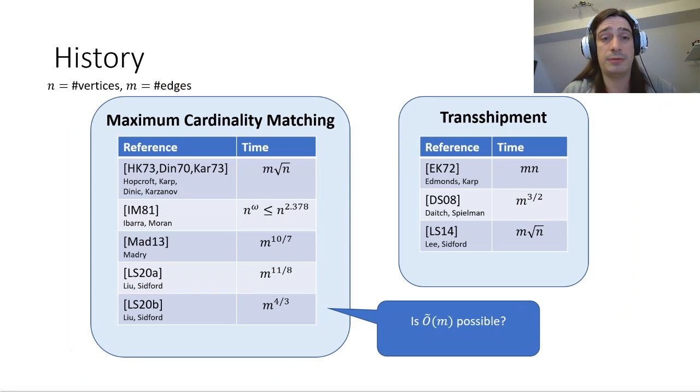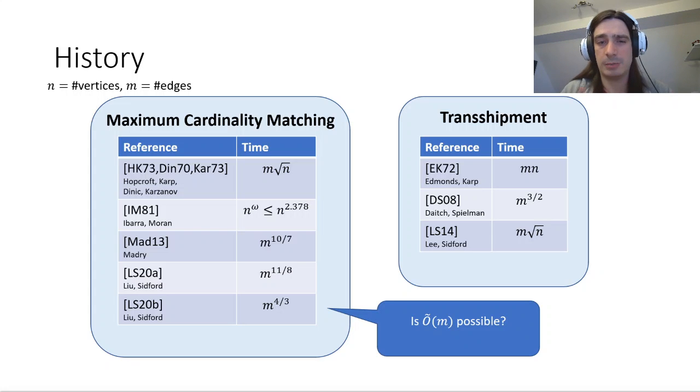For the history overview, I want to focus on the maximum cardinality matching here. This is for bipartite graphs. And if we look at the history and we assume we solve matching on a dense graph with a lot of edges, then the fastest algorithm was in matrix multiplication time. On the other hand, if we assume the graph is really sparse, then there was a sequence of works where they managed to solve maximum cardinality matching in m to the some exponent. The exponent decreased over time, and the current best bound is m to the 4/3.